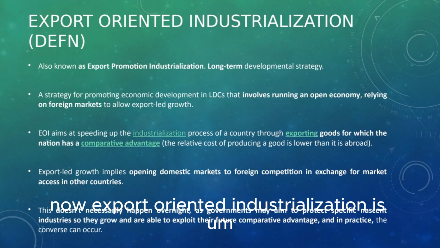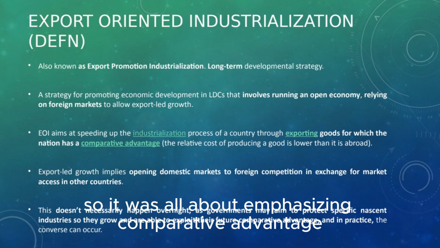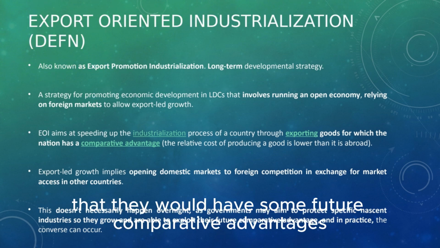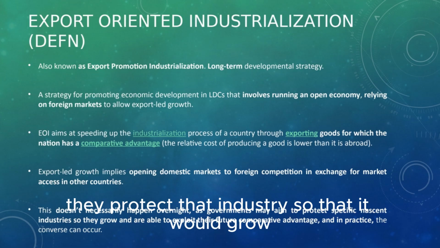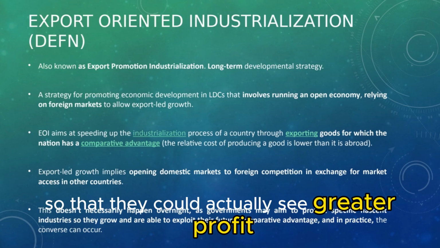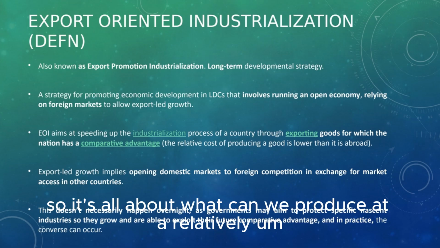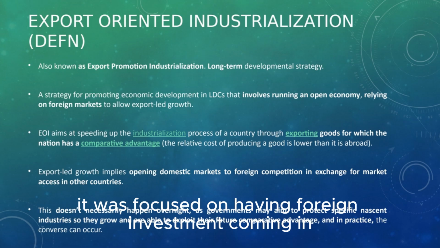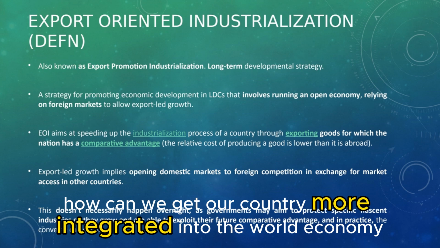Now, export-oriented industrialization is focused on producing goods and services for the global market. So it was all about emphasizing comparative advantage, meaning that if there was an industry that the country thought they would have some future comparative advantage in, where they could produce this good relatively cheaply compared to other countries, they protect that industry so that it would grow, so that they could see greater profit and greater production coming from said industry. So it's all about what can we produce in a relatively cheaper way so that we could make more money. It was focused on having foreign investment coming in to lead to this happening as well. And it's how can we get our country more integrated into the world economy.